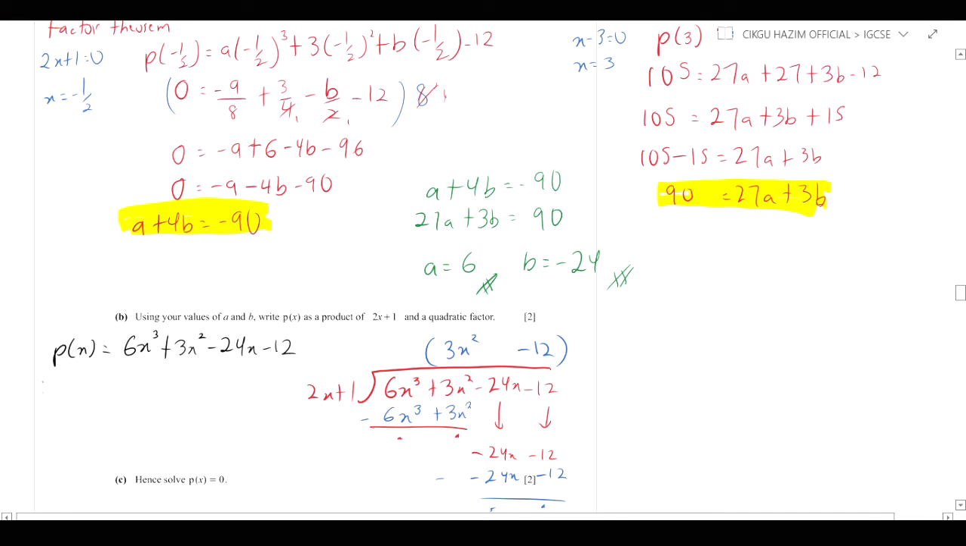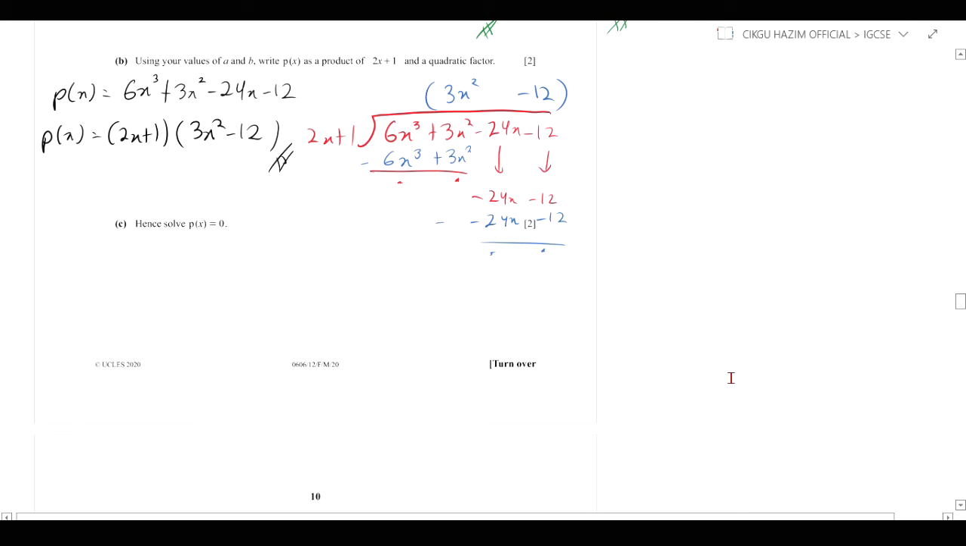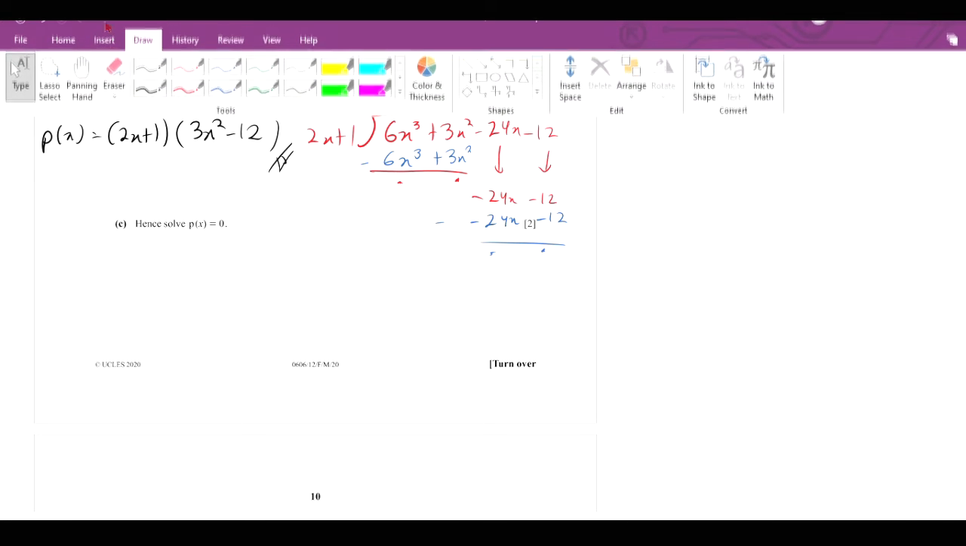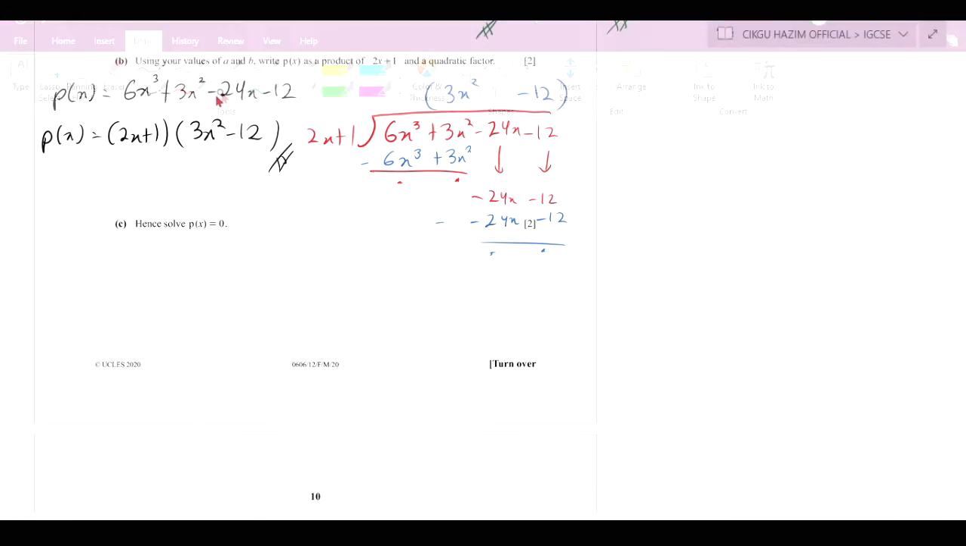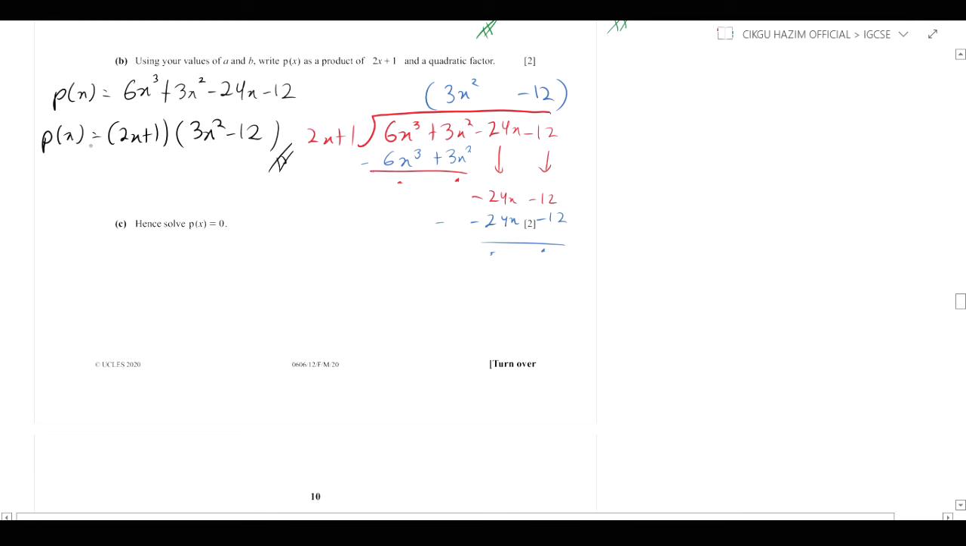So p(x) can be written as a multiplication between 2x plus 1 and a quadratic, which is 3x squared minus 12. That's how we do this question. Okay, and hence solve p(x) equal to 0. When equal to 0 here, it's quite simple, you just make everything equal to 0. So 0 equal to 2x plus 1 and 3x squared minus 12 here.